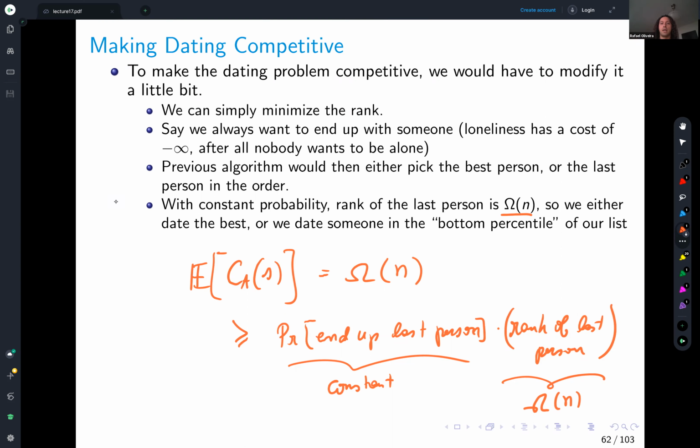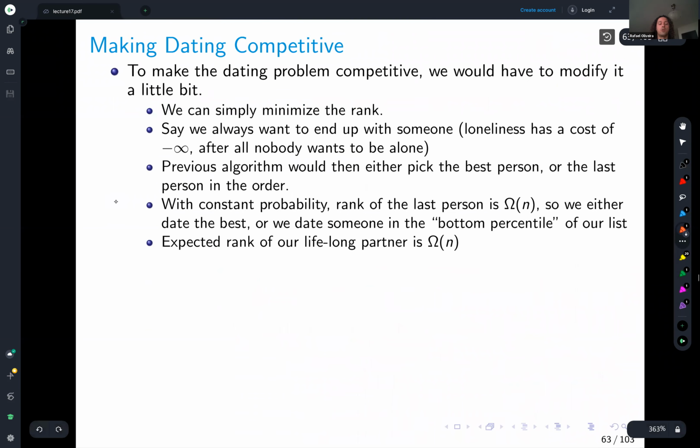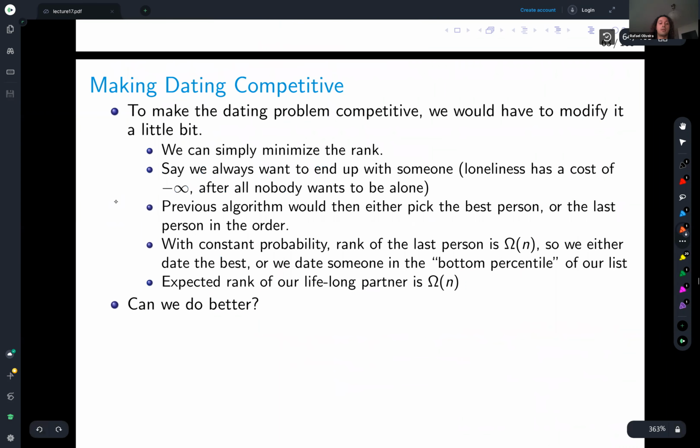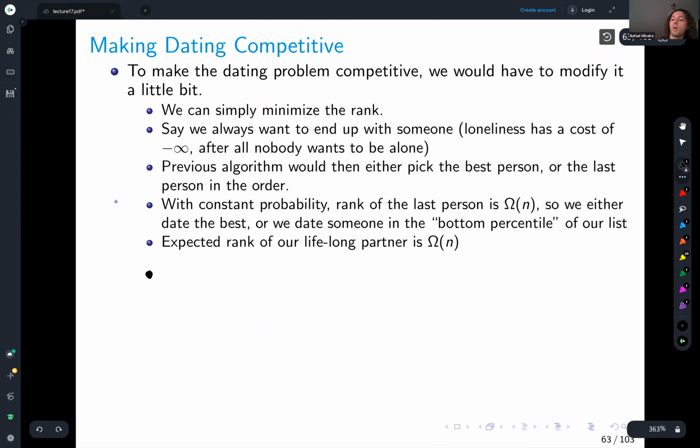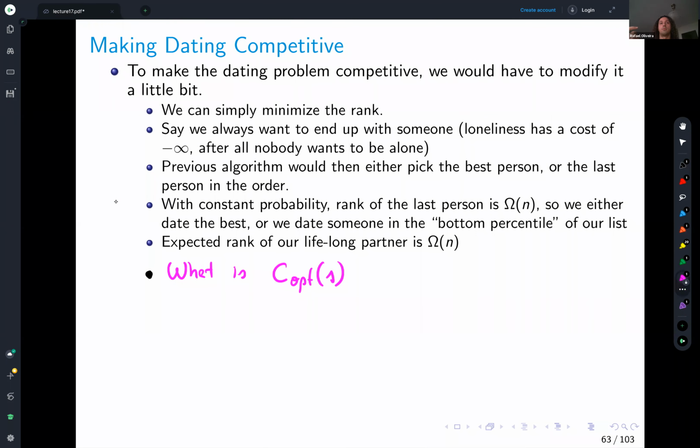Does that make sense? And now here's the thing. So the expected rank of our lifelong partner is omega n, as we just saw, but can we do better? Now let me add another bullet here, and then we can answer this question together. What does the best algorithm do? What is the cost of optimum over S? Is it just one? Exactly. It's just one, because opt can always see in the future.